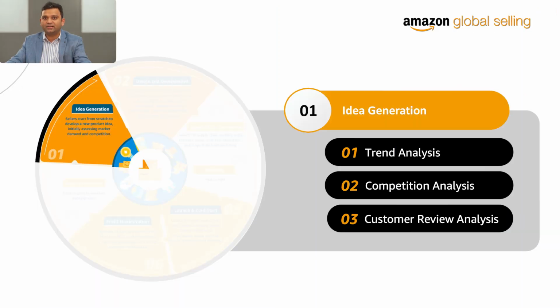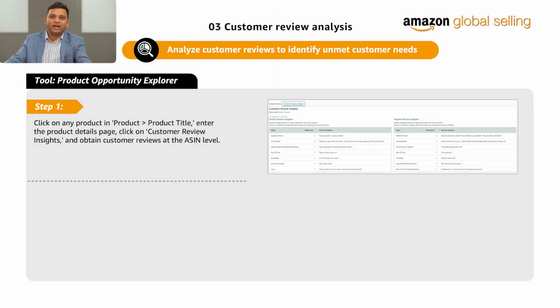You can do it at the niche level as well as the product level. To do it at the niche level, just click on the customer insight tab. Understand what the drivers and barriers are at the niche level for that particular product. You can also choose to do it at the product level.